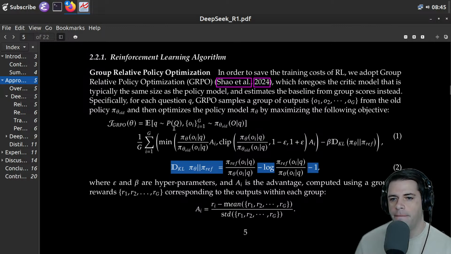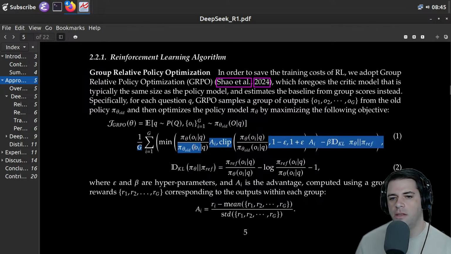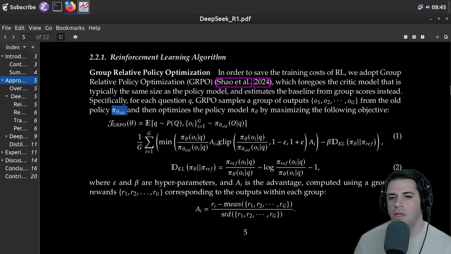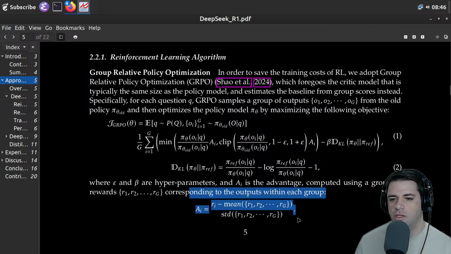the D_KL. And this minimum is a minimum between, we're going to take the ratio of pi theta, which is the thing that we're trying to estimate, of all of the outputs given Q, divided by the old policy. So pi theta is the new policy we're trying to find. Pi theta old is the old policy that the outputs were generated in reference to. And we're going to multiply that by A_i, which we get a definition of here. This is the advantage. We'll look at that in a second.